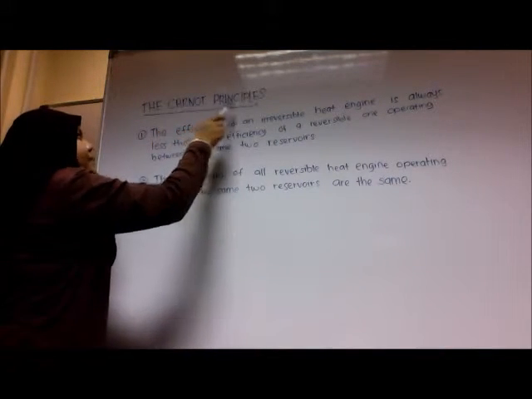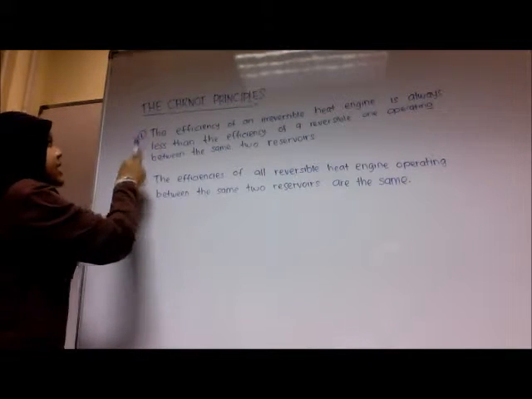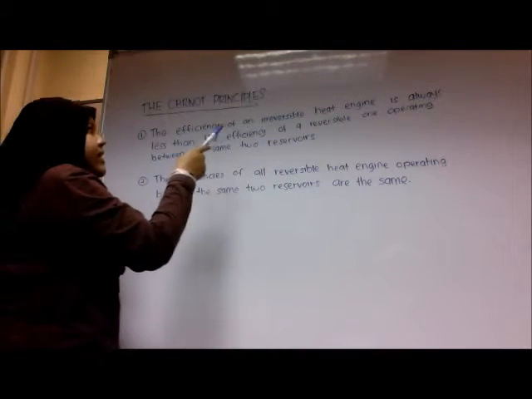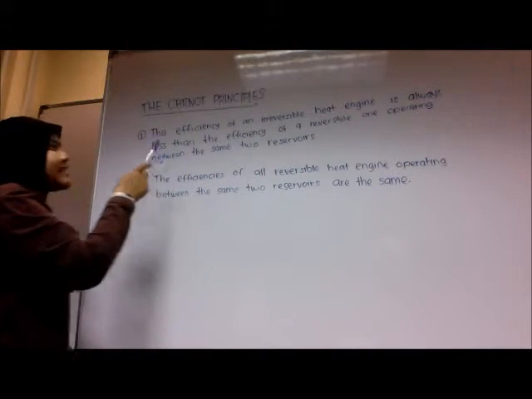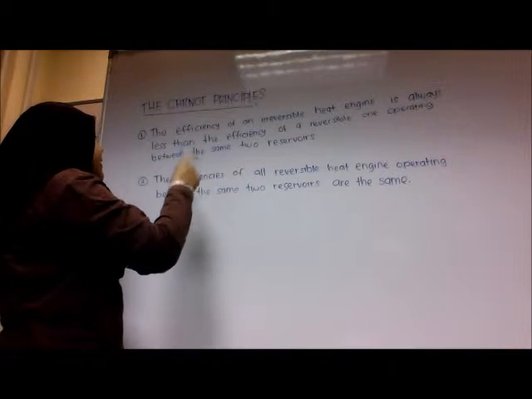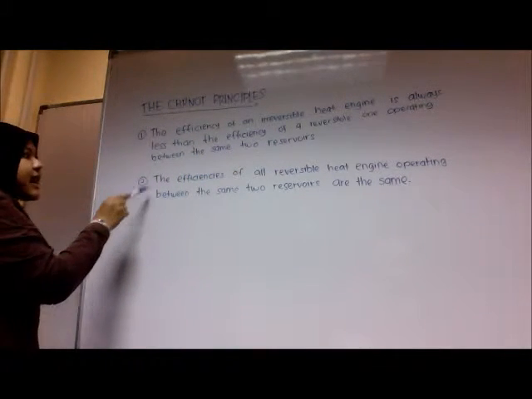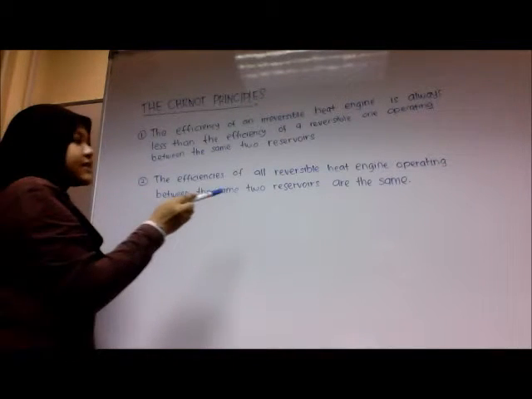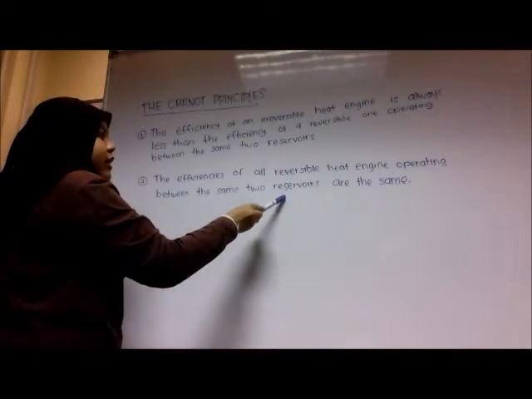For the Carnot principle, the Carnot principle states that first, the efficiency of an irreversible heat engine is always less than the efficiency of a reversible one operating between the same two reservoirs. Next, the efficiencies of all reversible heat engines operating between the same two reservoirs are the same.